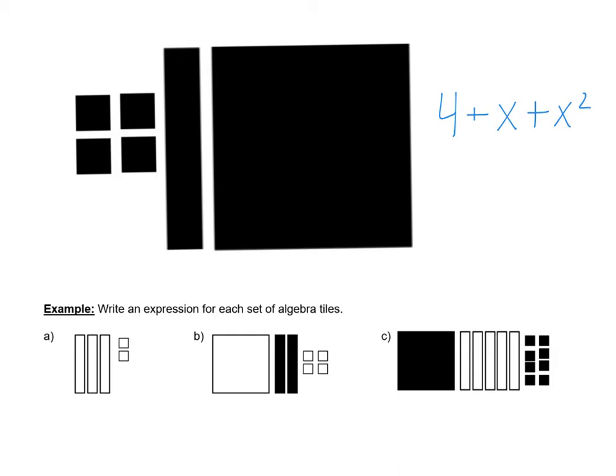Now I'm going to rewrite this in standard form. X squared plus x plus 4. Standard form means having the highest exponents first and going descending downwards till we end with constants. And you should have gotten that from the polynomials definitions handout. So this set of algebra tiles can be written as x squared plus x plus 4.